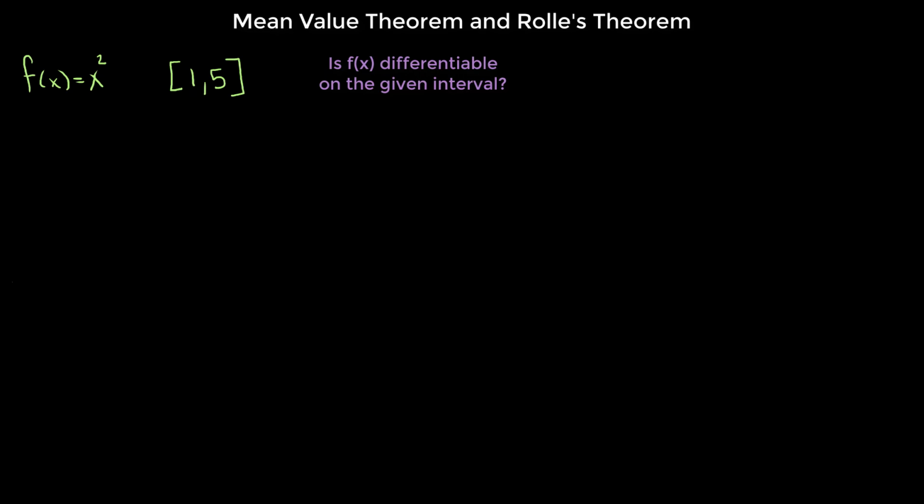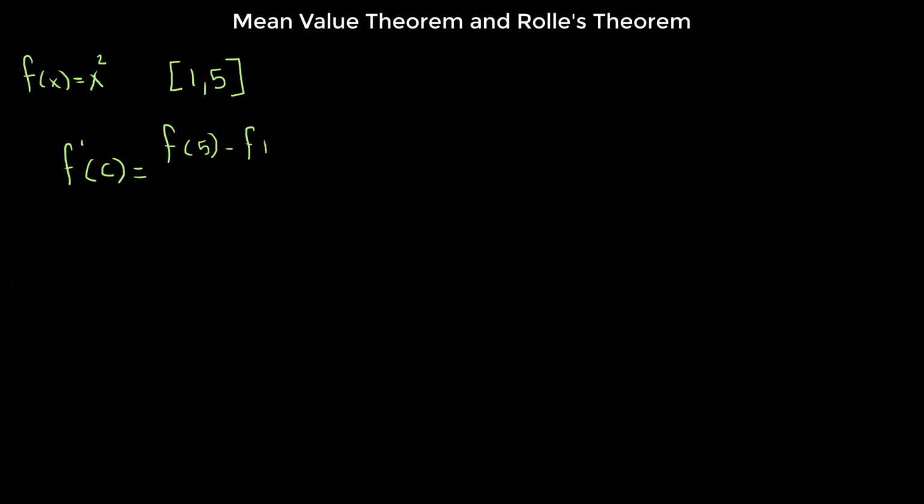So next, we have to find out what value it is that applies. Well, first, we have to find the slope between 1 and 5. So let's take that, because we're guaranteed that f prime at some value, let's call it c, is equal to the slope between those 2 points. So f at 5 minus f at 1. All I'm doing is taking the slope formula.